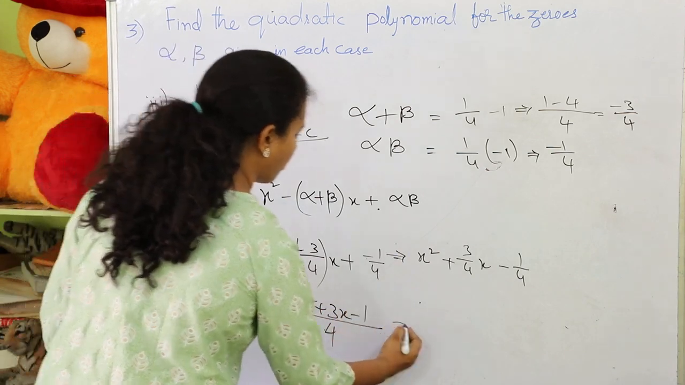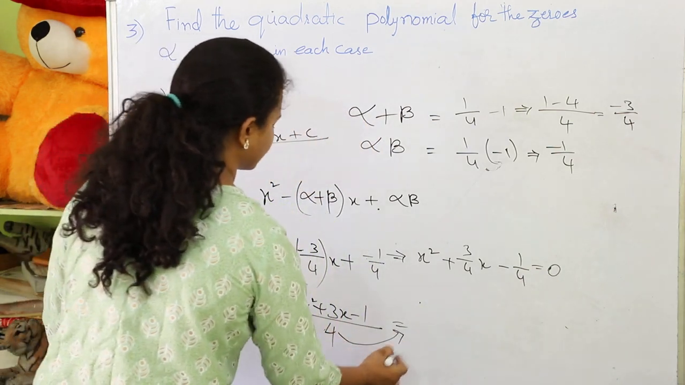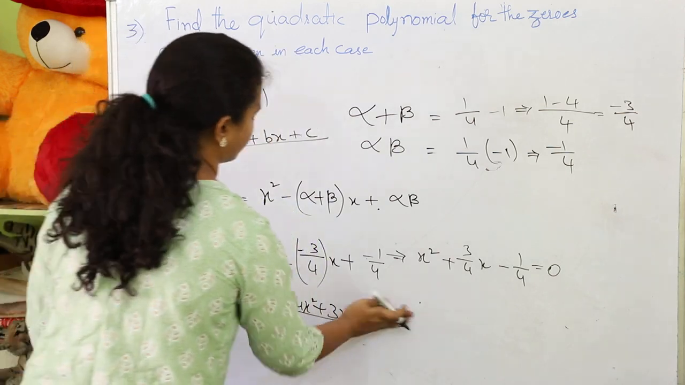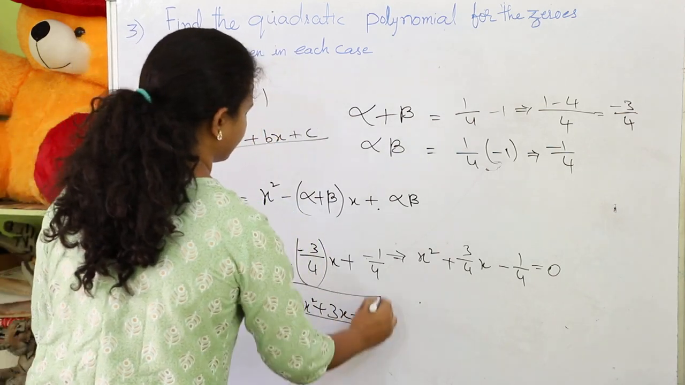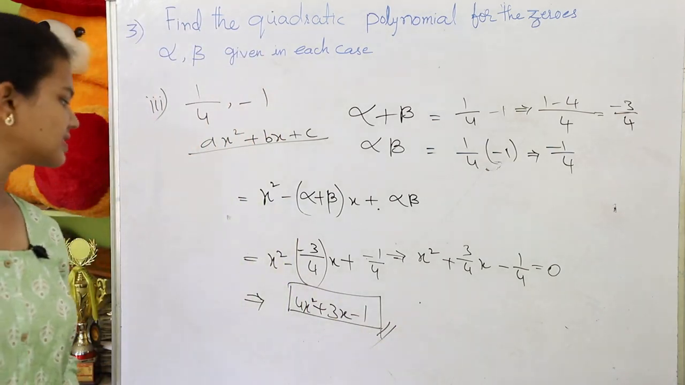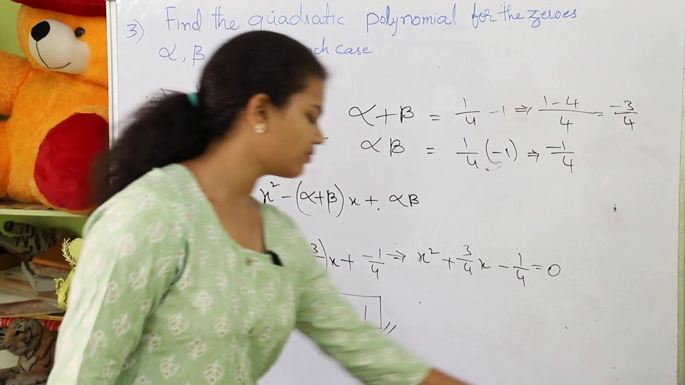Now what you do, equate the whole equation to 0, transpose this 4 to the other side, this becomes 0 into 4, which is 0. So this will be the formed equation where 4x square plus 3x minus 1 will be the quadratic equation. Clear guys? Let me go for the fourth one.